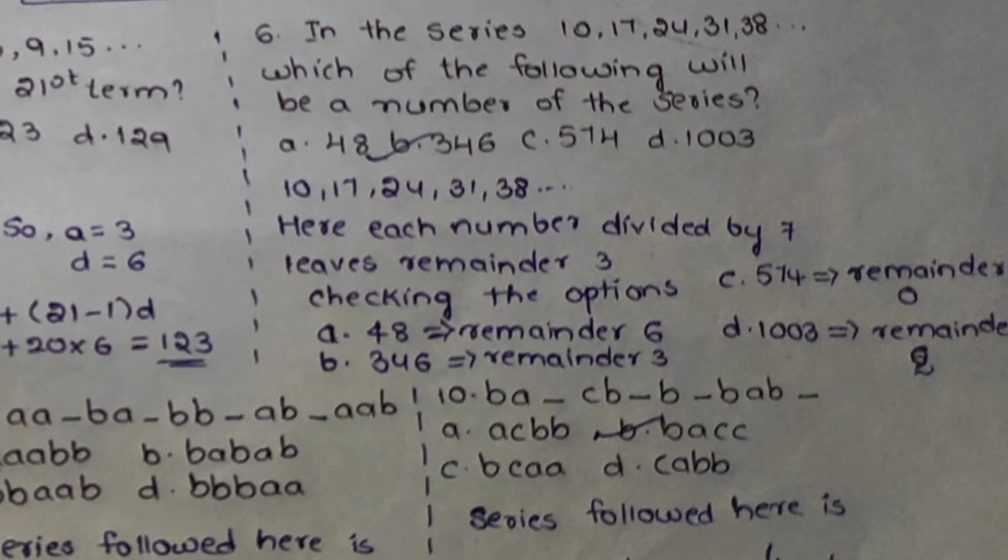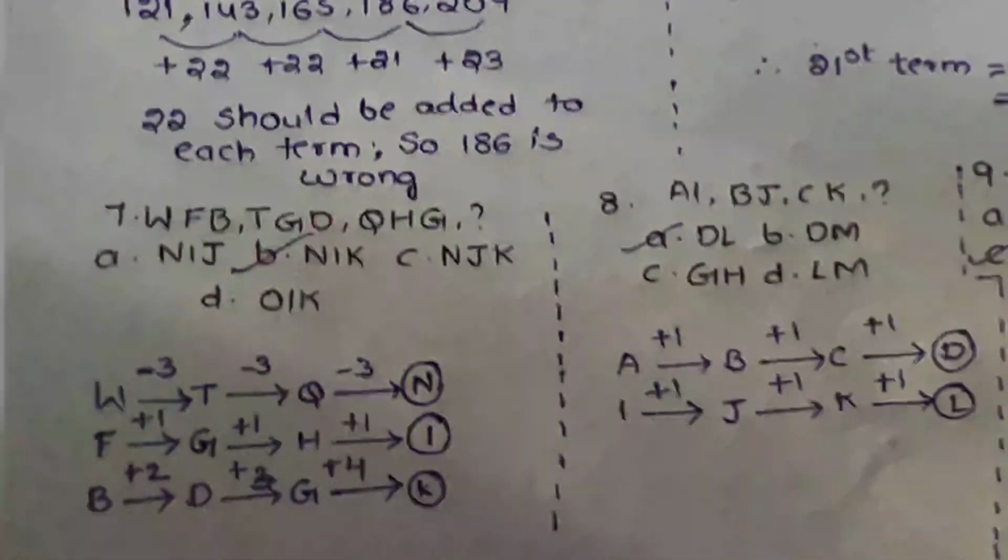Now moving to the seventh question. The question is WFB, TGD, QHG and question mark, and the options are NIJ, NIK, NJK, OIK. So first, if you see the first letters of each term, that is W, T and Q.